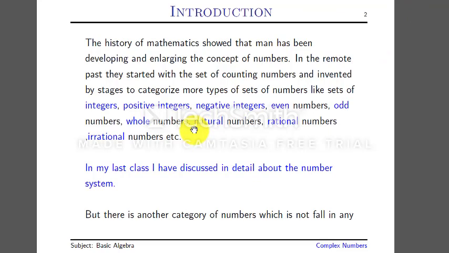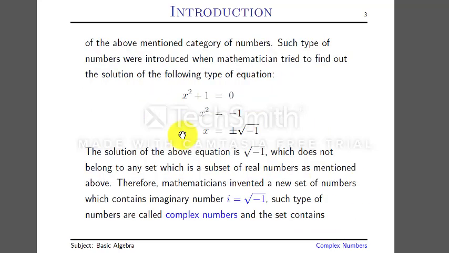Initially, the set of real numbers and the real number system were defined, and later all its related subsets were discussed. In my last class, I discussed in detail the number system, real line, real set, and all the subsets of the real number set. But there is another category of numbers which does not fall in any of the above mentioned categories. Such numbers were introduced when mathematicians tried to find the solution of the following type of equation.